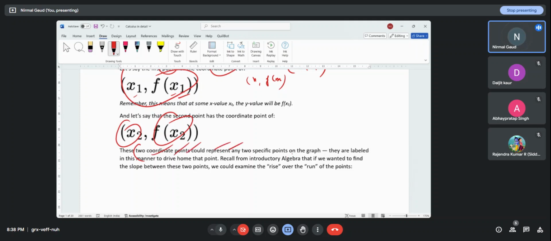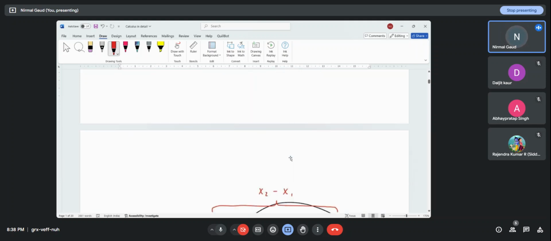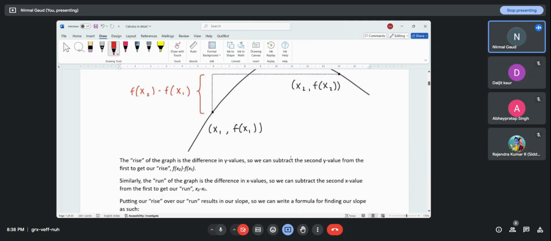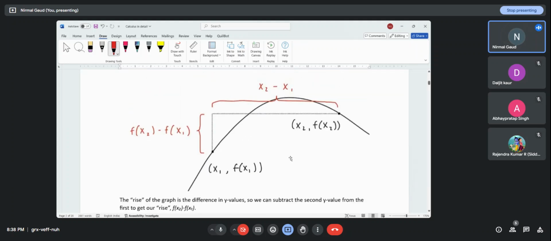Now what did we do, what we want to do, look at this. In the previous class also I told, if I take two points very close to each other, suppose this is x1, this is x2, and f(x1), f(x2). So this is also a coordinate, both are closer to each other.